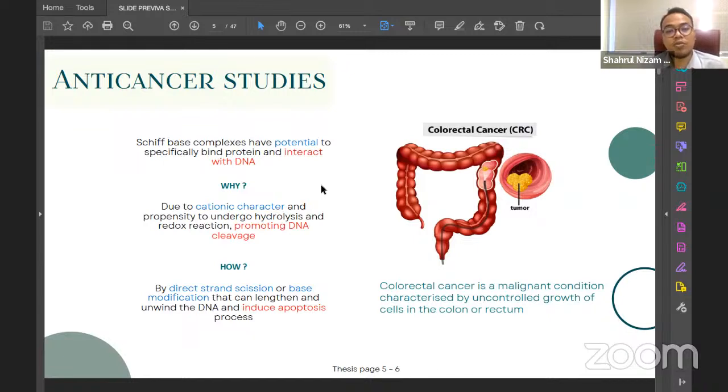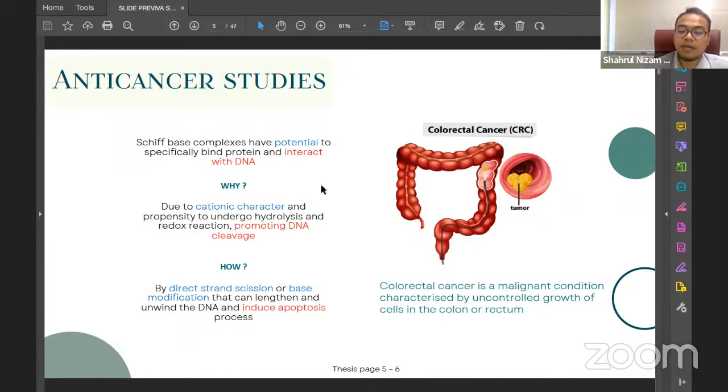So if they are able to do something with the cancer cells, we believe that there is a promising finding that we could work further on. Yeah. So why do we choose sulfur-based complexes? Because we believe that they have this cationic character and propensity to undergo hydrolysis and redoxylation. So these will lead to DNA cleavage. So when DNA is disturbed in that sense, we can have a proper mechanism to be studied.